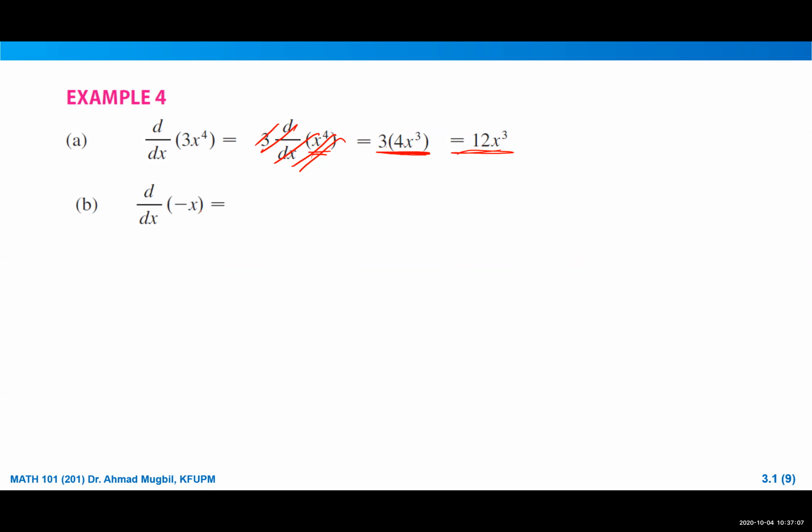The derivative of negative x with respect to x. Again, negative x is negative 1 times x. The negative 1 will be out, and the derivative of x is 1. So it will be negative 1 times 1, which will be negative 1.